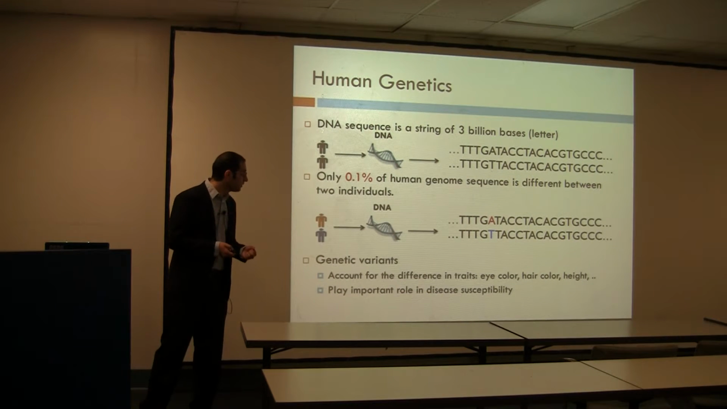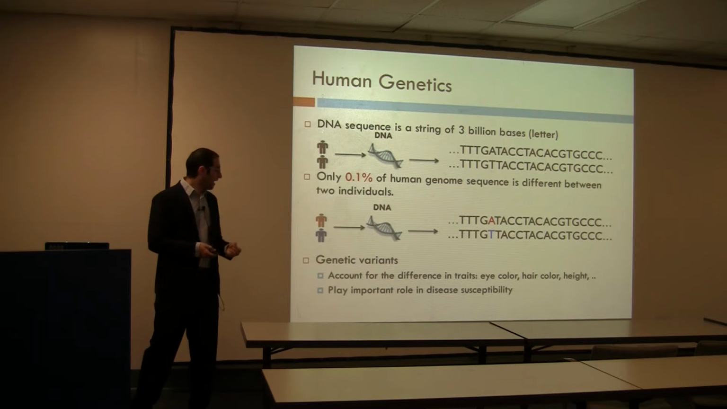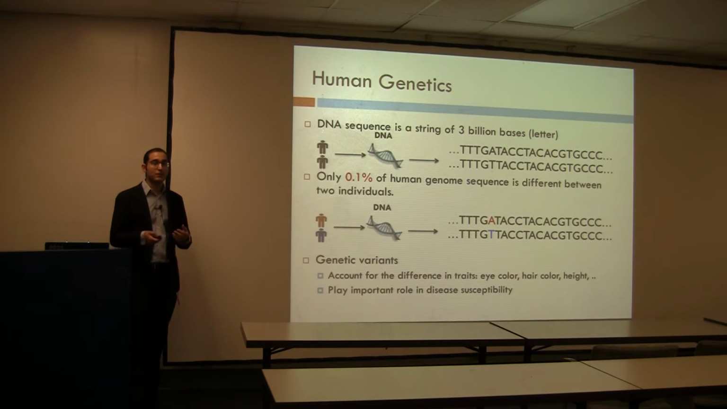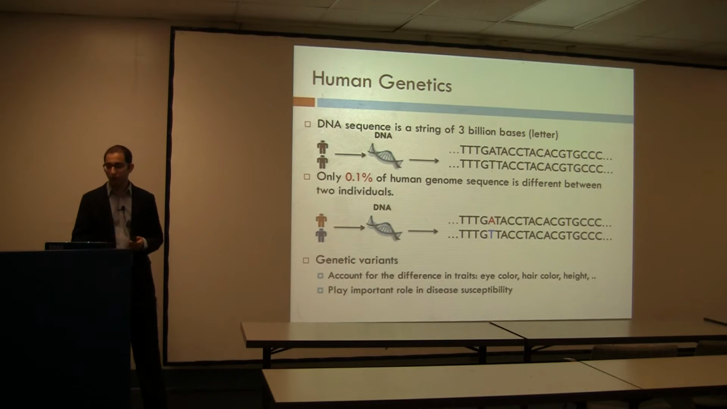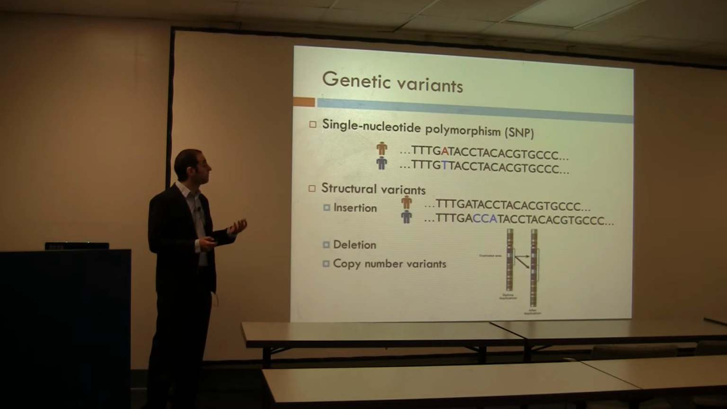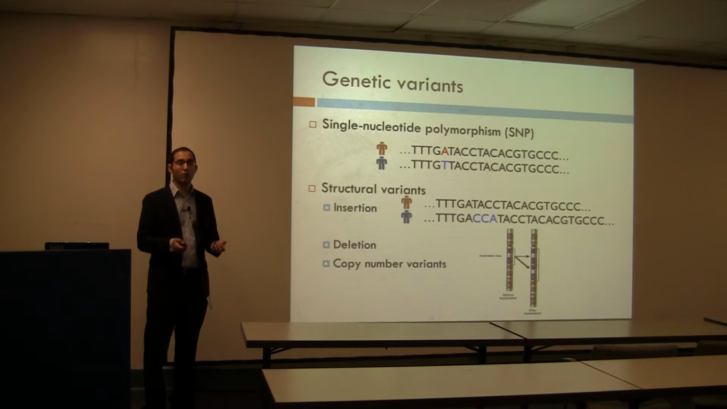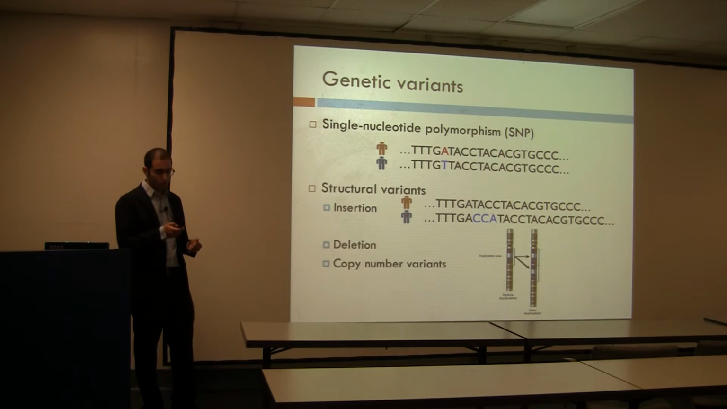positions. And these differences are referred to as genetic variation, and they account for the differences that you see in traits, for example, the difference that you see in eyes or height between individuals, and they play an important role in disease. Now, genetic variation comes in different flavors, and the most common one is called single nucleotide polymorphism, or SNP, which is a single mutation between two individuals.